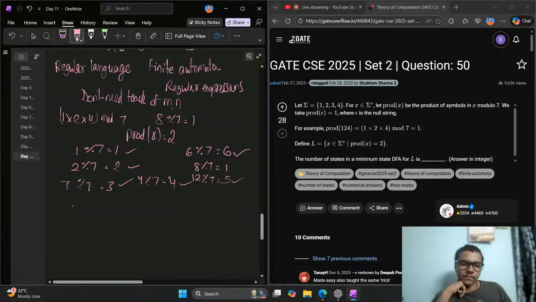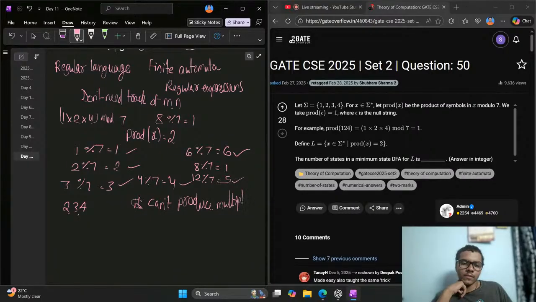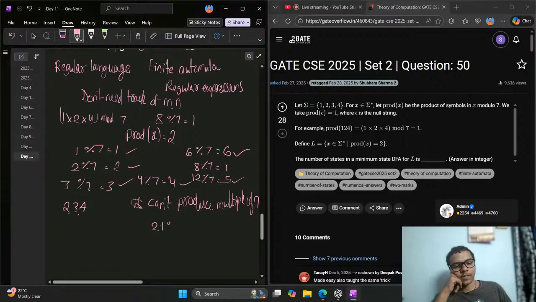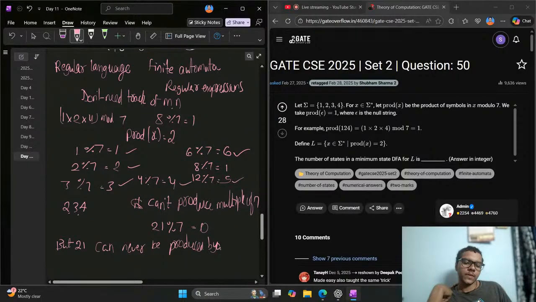Because 2, 3, 4, it cannot produce a multiple of 7. So you need to have something like 21 mod 7 is equal to 0. But 21 can never be produced by the alphabet.